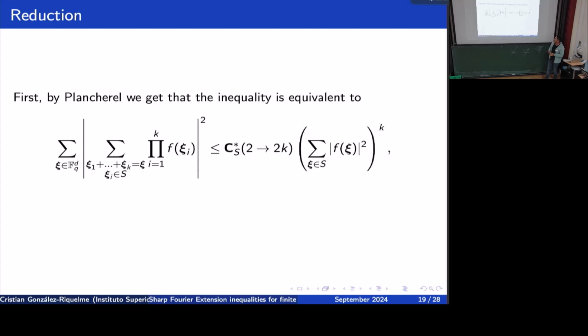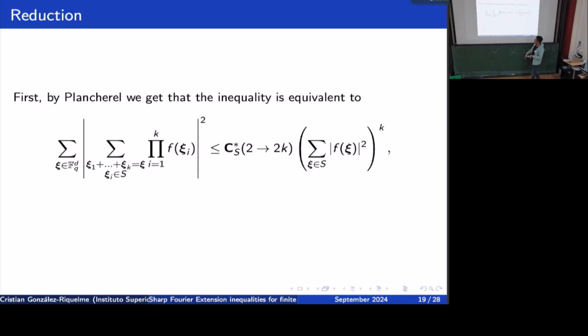So basically, in the finite field case, you have a function that is restricted to a set, restricted to this particular surface, and you want to find what is the best inequality. So the problem from before translates into this problem here that just has a combinatorial kind of structure.